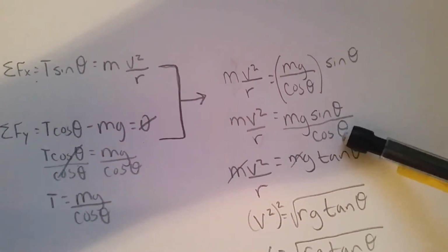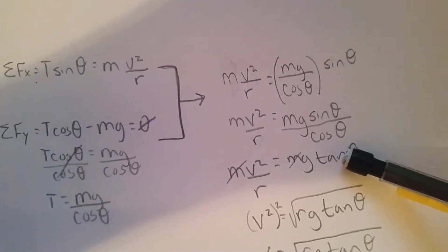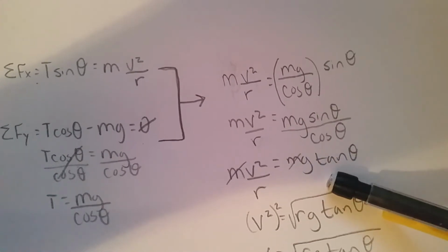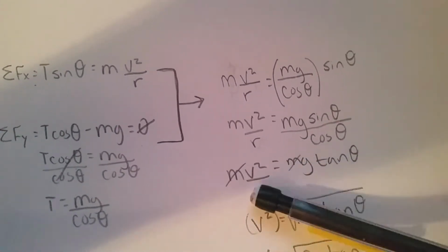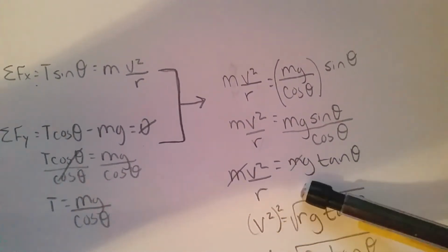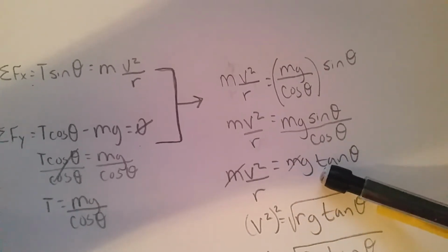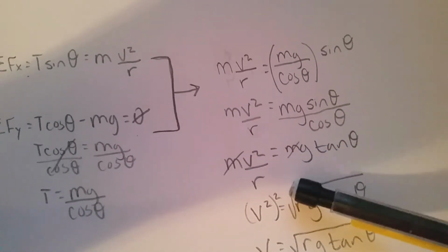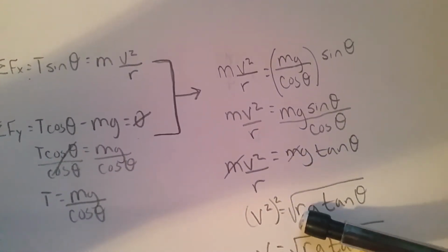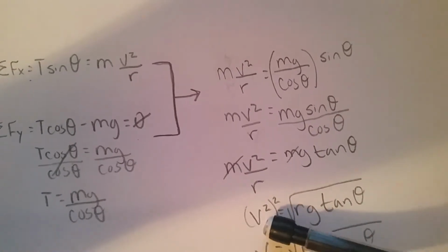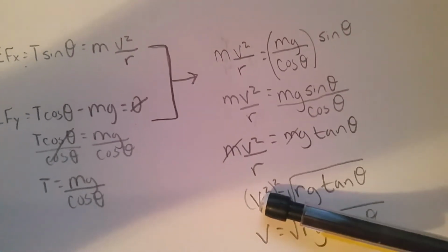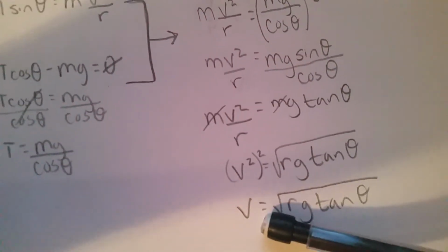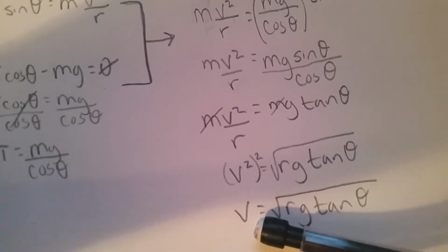So sine theta over cosine theta is tangent theta. So I rewrite the equation as mg tangent theta. From here, my m's can cancel out, and I get v squared over r is equal to g times tangent theta. And then I can multiply both sides by r, which would give me v squared equals r g tangent theta, and then I can take the square root to get rid of the square and just give me v. So my final formula would be v is equal to the square root of r g tangent theta.